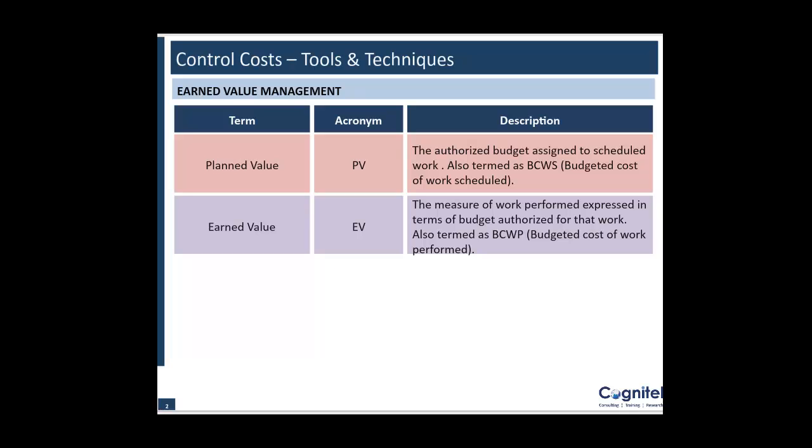Earned value is the amount of work actually done. The amount of work actually done or measured is earned value. For example, my planned value was that at the end of day 2 I will complete side 1, but in reality I have completed one side plus 50% of the other wall also.